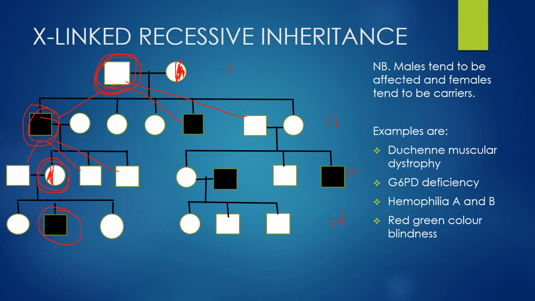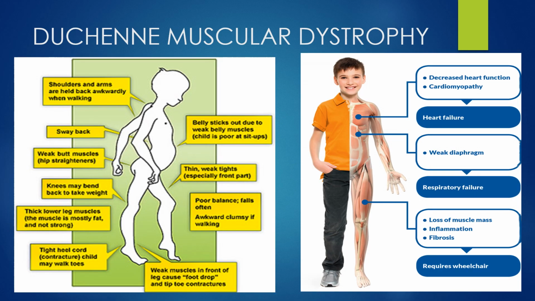Now, examples of X-linked recessive inheritance diseases are Duchenne muscular dystrophy, G6PD deficiency, hemophilia A and B, and red-green color blindness. This is just to show you the various symptoms of Duchenne muscular dystrophy. Let's look at the second image.